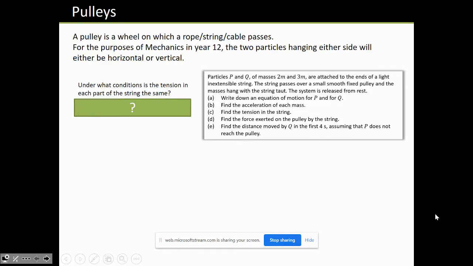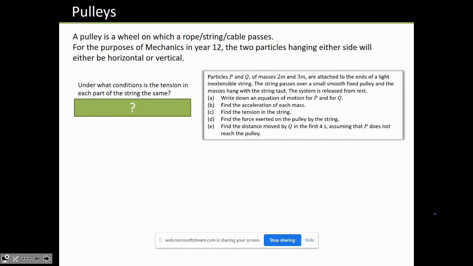So today we're going to be looking at systems of forces part 2. We're going to be looking at pulleys. A pulley is where we have a wheel on which a rope or string or cable passes. And for the purpose of the mechanics in year 12, the two particles are going to either hang either side in a vertical way, or they're going to be going around the pulley and both moving in a horizontal direction. It's not going to be any awkward angles.